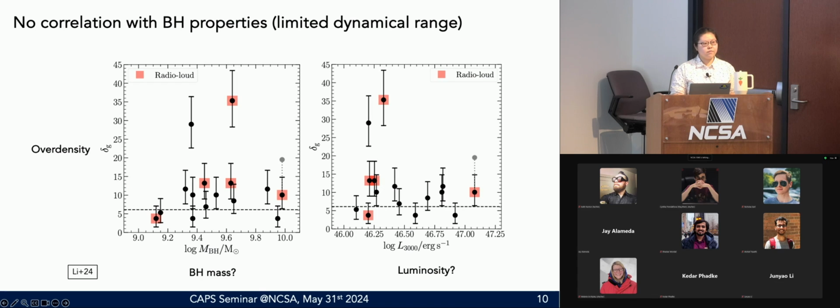Do you have any estimates on the black hole spins? No, it's just black hole mass from the single epoch estimator.